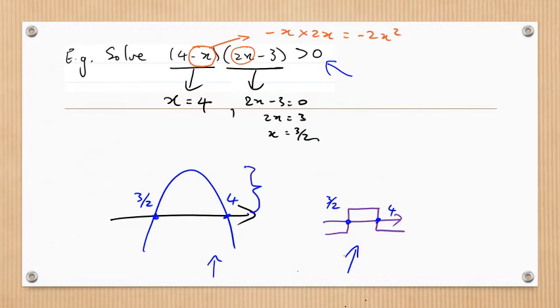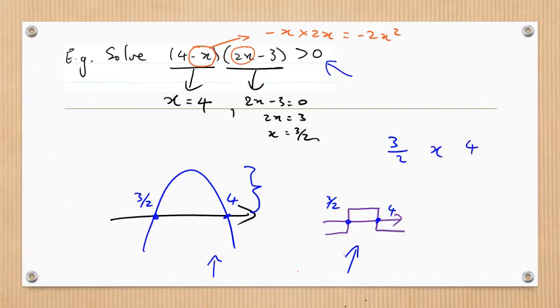What values are they either in between, or are they going to be extending to the left and right? Sorry, I should say that again. Are they in between values, or are they outside the values? You want the bit above. Which part is above the x-axis? Is it in between 3 over 2 and 4, or is it outside of 3 over 2 and 4? Between? Okay. So it's between 3 over 2 and 4. Put the x in the middle.